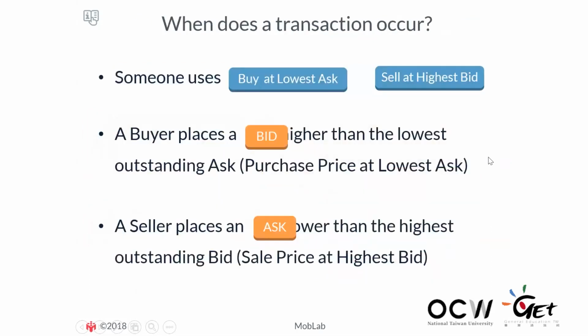So to trigger a transaction, if you hit buy at lowest ask or sell at highest bid, then there will be a transaction. So if you place a bid that's higher than the lowest outstanding ask, that's basically taking. If you place an ask that's lower than the highest bid, then that also is like taking the other side's offer. Actually, I think you guys saw this last time when if there was a sell 100 and then somebody says buy 101, then that's basically taking the sell 100.